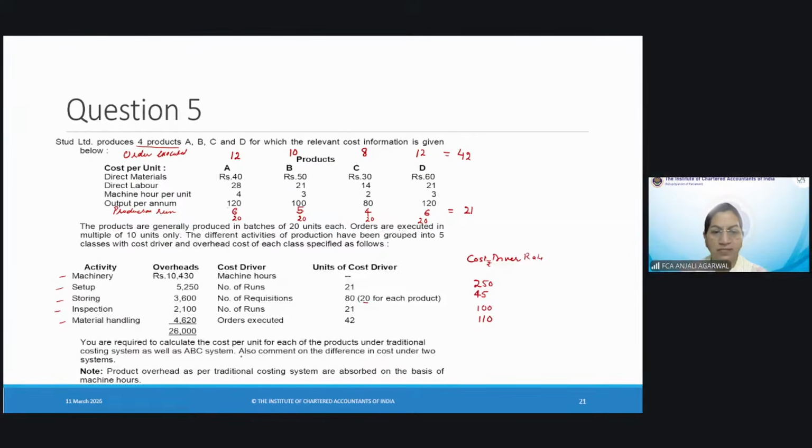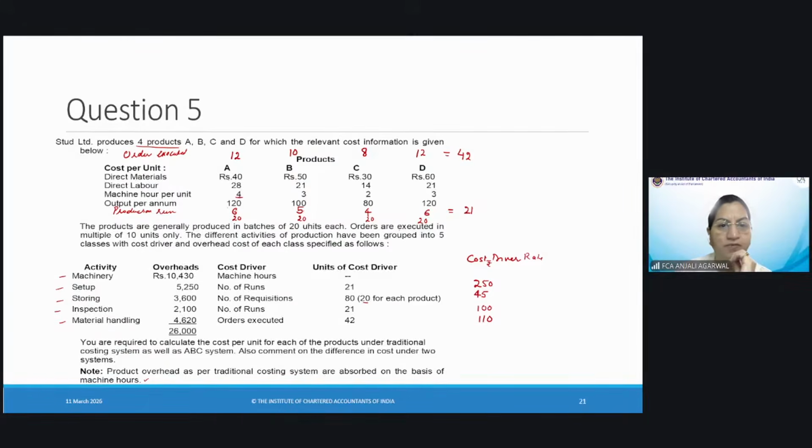So you are required to calculate the cost per unit for each of the products under traditional costing as well as the ABC system. So under traditional costing, what method do we use? Overheads per traditional costing are absorbed on the basis of machine hours. If nothing had been said, we would have taken some reasonable base, but here we'll take machine hours. So what is the information about machine hours? Directly nothing, but it is said machine hours per unit.